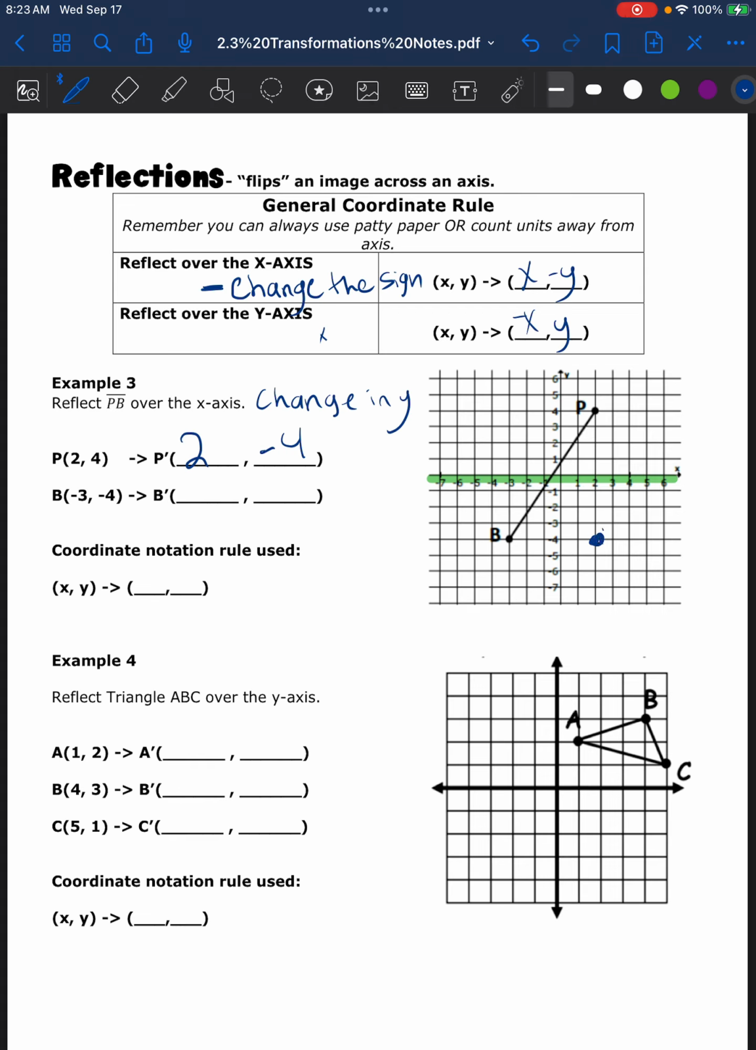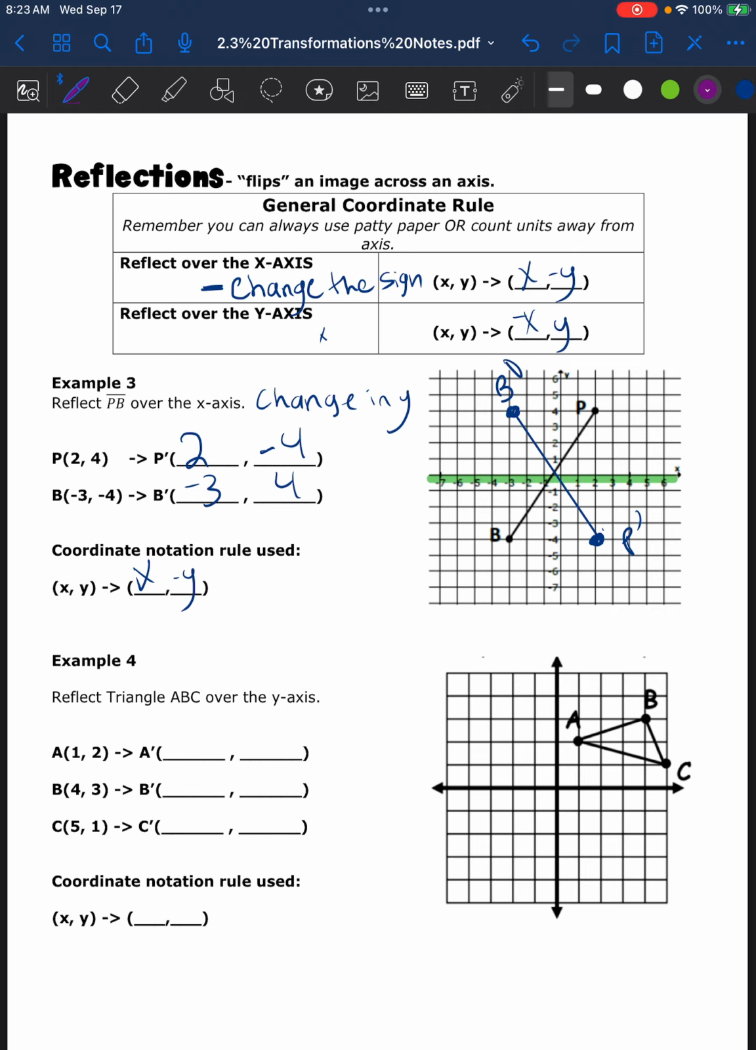And then I do the same thing for B. So this becomes negative 3 because X stays the same, and then I change the negative 4 to a positive 4. And then I can connect. And this was P, and then this was B, so make sure you label it. And then our rule was X, negative Y.